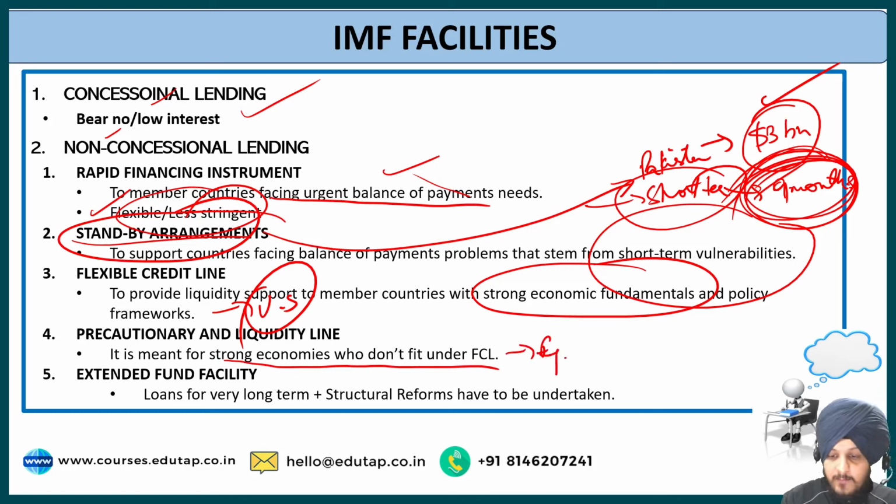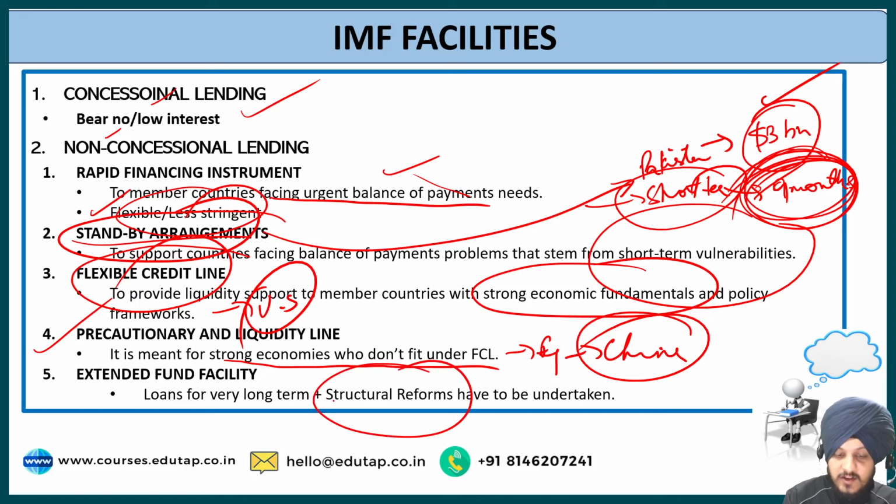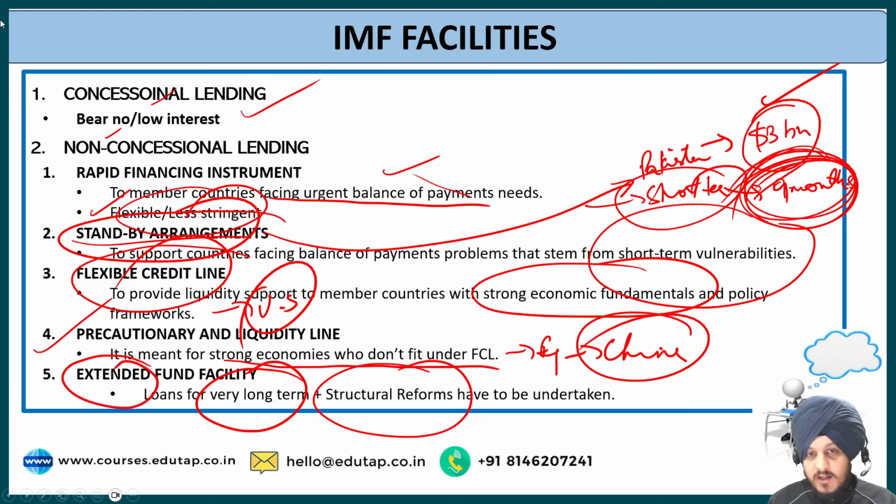for example, China. The next is the extended fund facility, under which the members are asked to undergo structural reforms in order to take the loan, and these loans are given for very long term, and that's why they are named extended fund facility. So I hope these facilities or these types are clear to you.